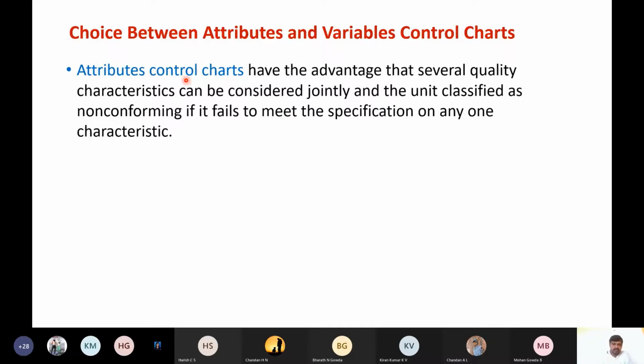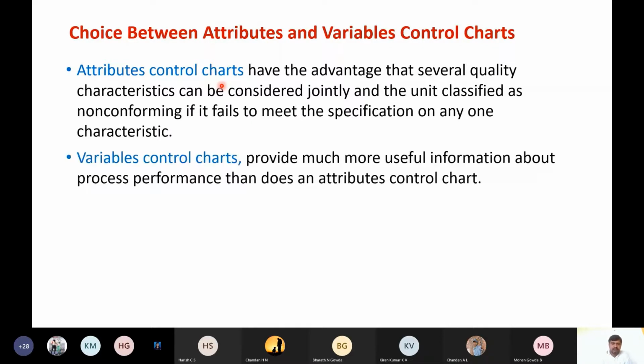Variables control charts provide much more useful information about process performance than does an attributes control chart, because in a variables control chart we are considering a particular quality characteristic like the dimension of a product. Okay, or it may be flow rate. Okay, or it may be any other quality characteristic. So that means you are evaluating a particular quality characteristic in detail in a variables control chart and you are considering their values. Okay.